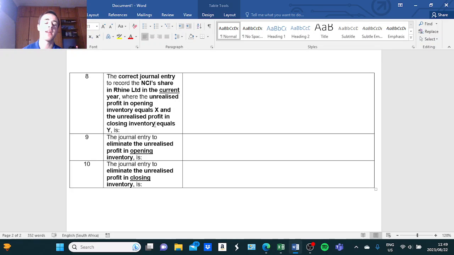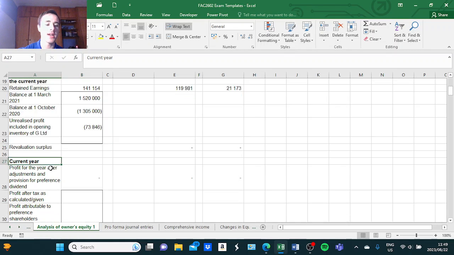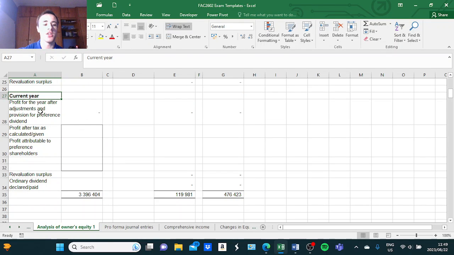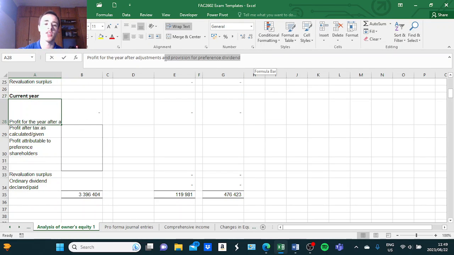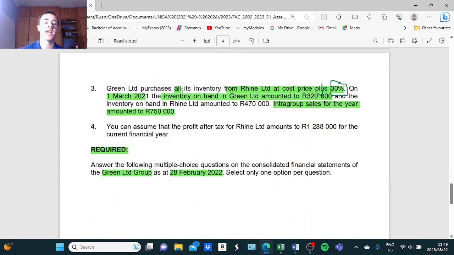Now, before we can answer the question, we first need to complete our current year section in the analysis of owner's equity. So for the current year, profit for the year after adjustments, and those adjustments will be explained now. So first we start with the profit after tax for the subsidiary, which has been given in additional information point 4.